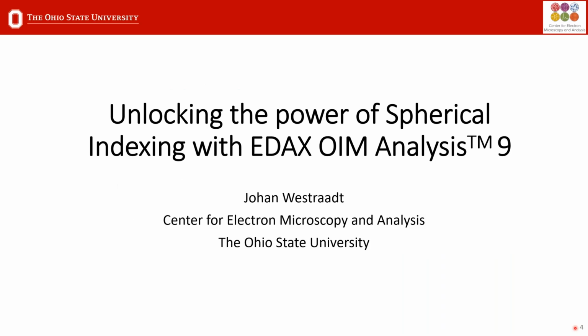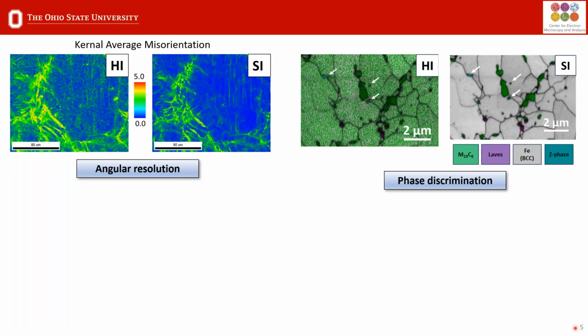Thanks for the introduction, Jonathan. In this presentation, I'll provide some practical examples of how spherical indexing can improve your EBSD analysis. The first area of analysis is looking at deformation in materials. With the traditional Hough-based indexing, you get a lot of noise when you look at the misorientation analysis. But with spherical indexing, that really clears up the orientation maps by having a much better angular resolution.